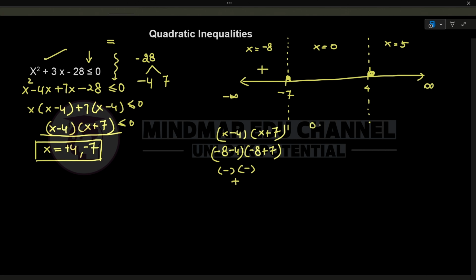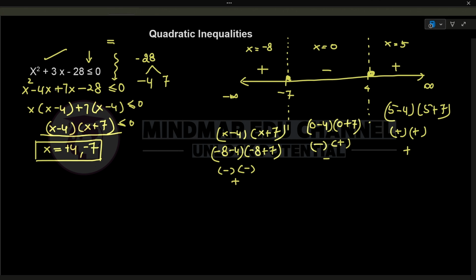Now plug in 0 here. So 0 minus 4, 0 plus 7. So here it will be a negative answer times a positive, so negative times positive is negative. Here plug in 5 minus 4, 5 plus 7. So here you will get a positive answer. Here you will get a positive answer. So positive times positive is positive. Okay. Now this will help you to decide which section you have to take into the solution.